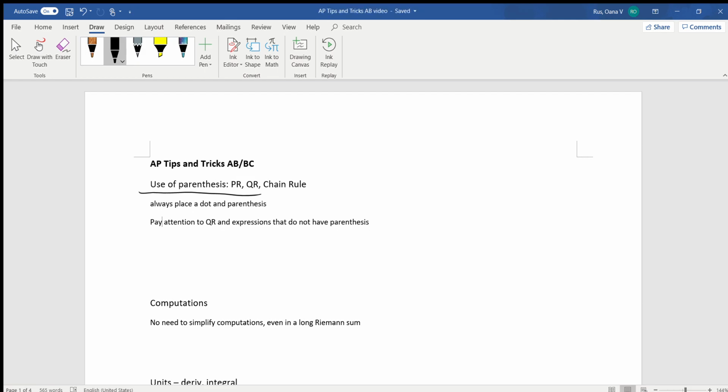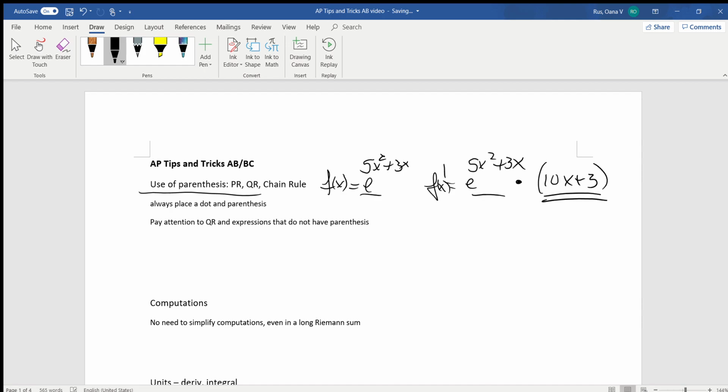So for example, when you are doing chain rule, f of x is equal to e to the 5x squared plus 3x. You want to do the derivative, then it would be e to the 5x squared plus 3x, I should put an x in here, times, and be careful now, 10x plus 3 by the chain rule. So you want to put the parentheses and you want to put the dot, okay?